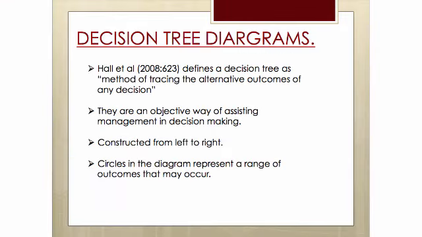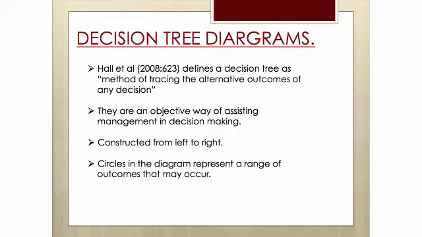This next slide talks about one of the aspects of decision analysis: decision trees. So what are decision trees? A decision tree is a diagram showing the options that are available when taking a decision and the possible outcomes of these options. Economic outcomes and probabilities can be added to these diagrams to allow the highest expected value to be calculated. They are an objective way of assisting management with decision making.